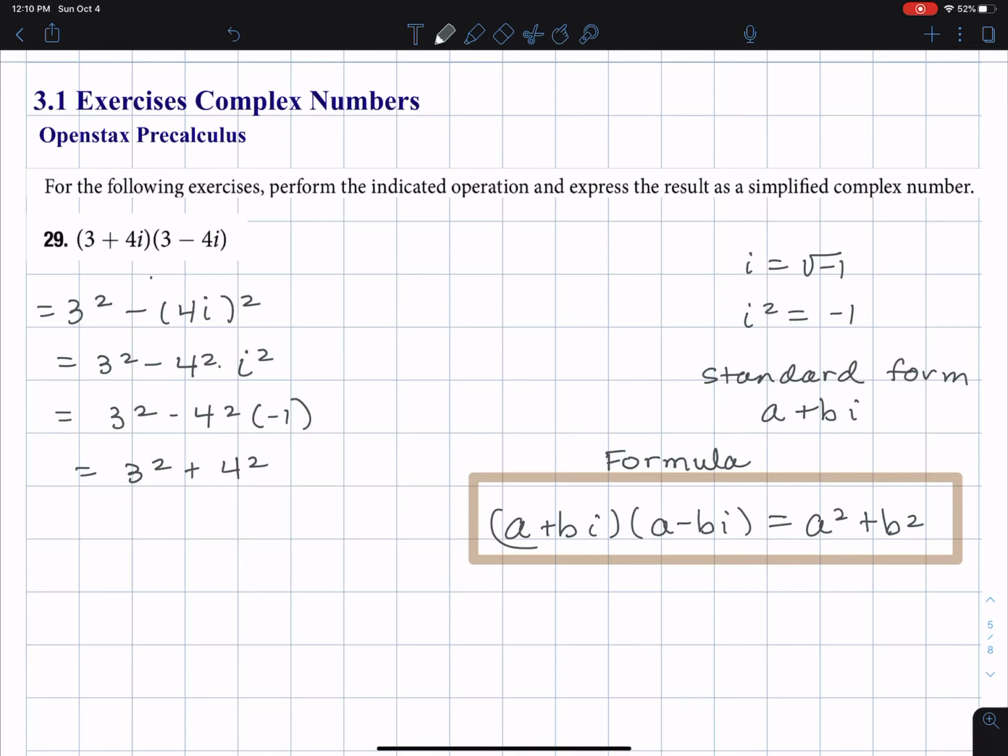I see that I'll have 3 squared minus 4 squared i squared, but i squared is negative 1. That's why I get 3 squared plus 4 squared, because it's negative 1 times negative 4 squared. So that's why it's plus here. It's not a squared minus b squared. It's a squared plus b squared because of the part that has i. 9 plus 16 is equal to 25, and that's the answer to that.